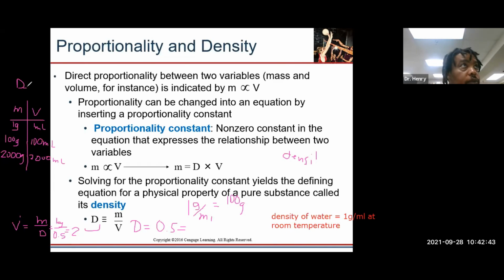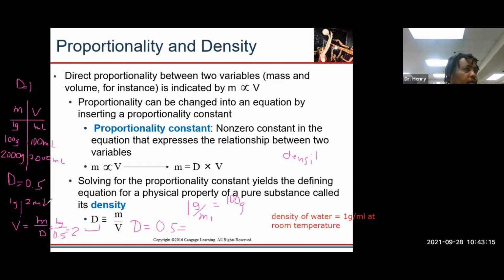D equals 1. This is D, a different chemical, D equals 0.5. Okay, so then as 1 gram, my volume has to double. So then my volume is going to be 2 milliliters. If I have 100 grams, then my volume is going to be 200 milliliters. But the trend is still the same. As my mass goes up, my volume has to go up proportional to what my density is.